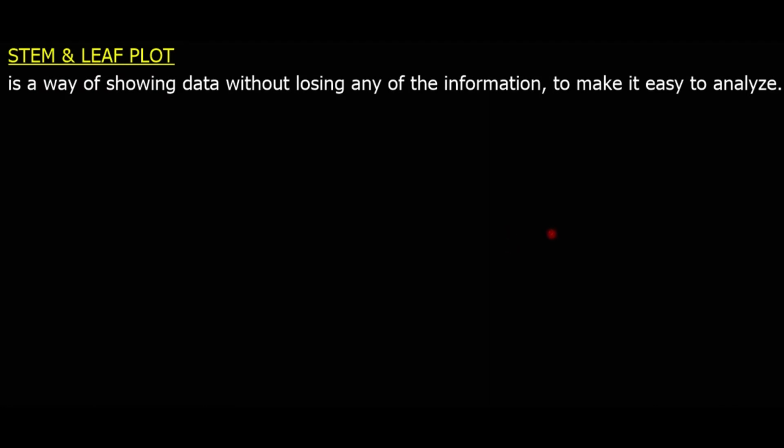And then now let's talk about the stem and leaf plot. Let's understand what a stem and leaf plot is. Actually, a stem and leaf plot is a way of showing data without losing any of the information. We want to write the data in a simple way, but we make sure it doesn't lose the information. To understand this, I can add some additional information based on this stem and leaf plot.